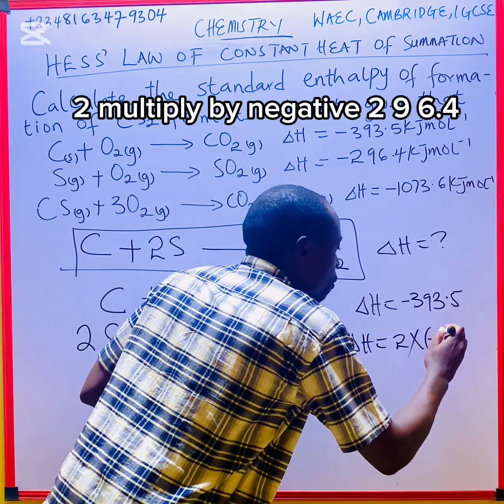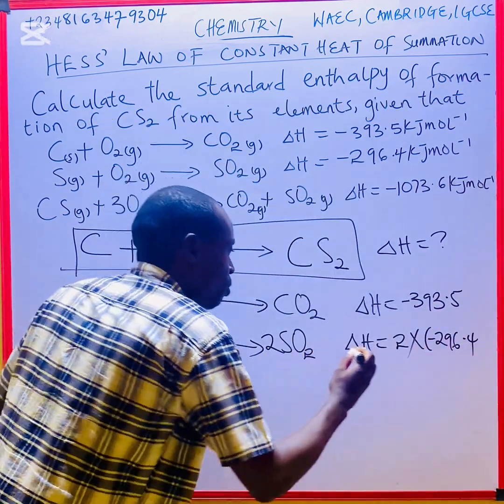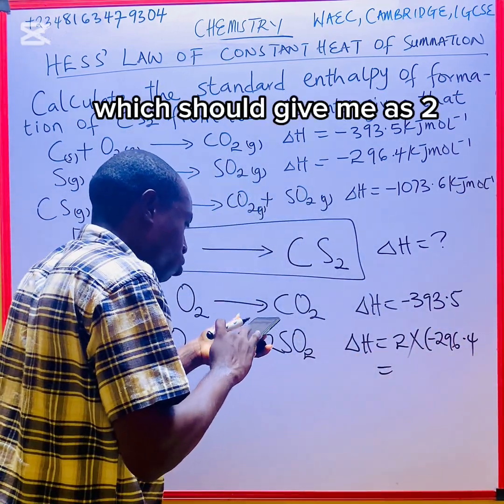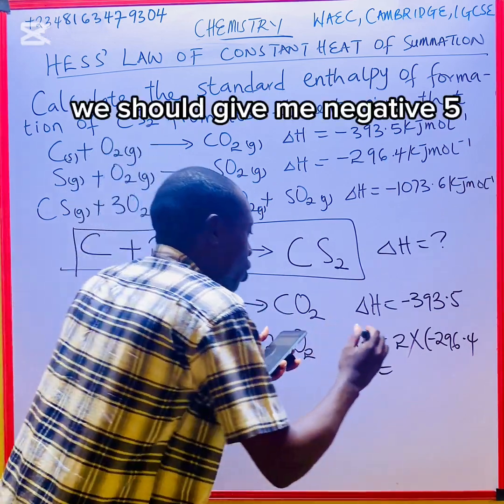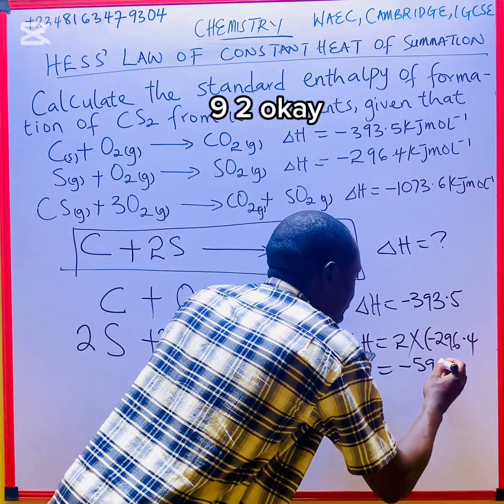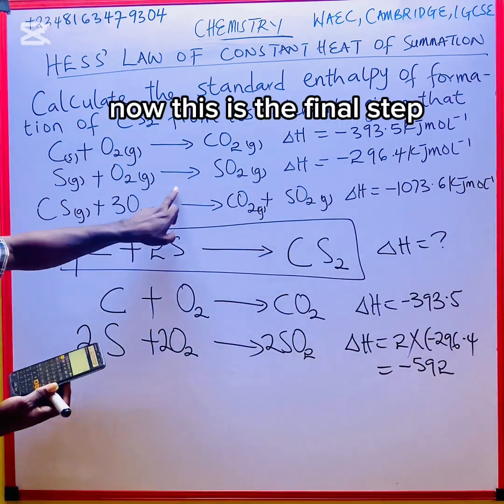2 multiplied by negative 296.4, which should give me negative 592. Okay? Now, this is the final step here.